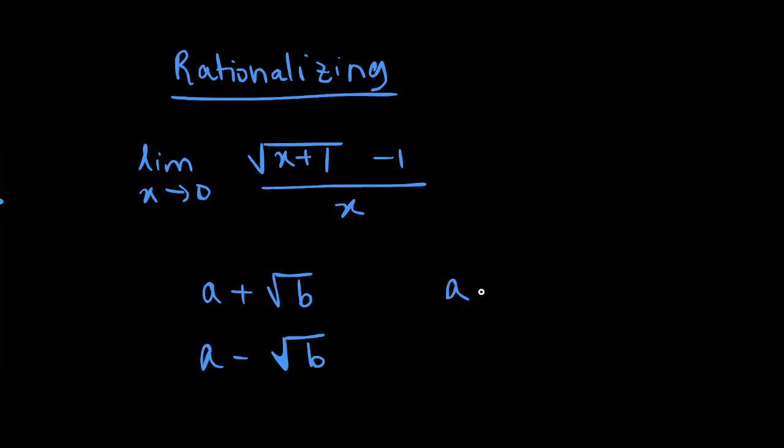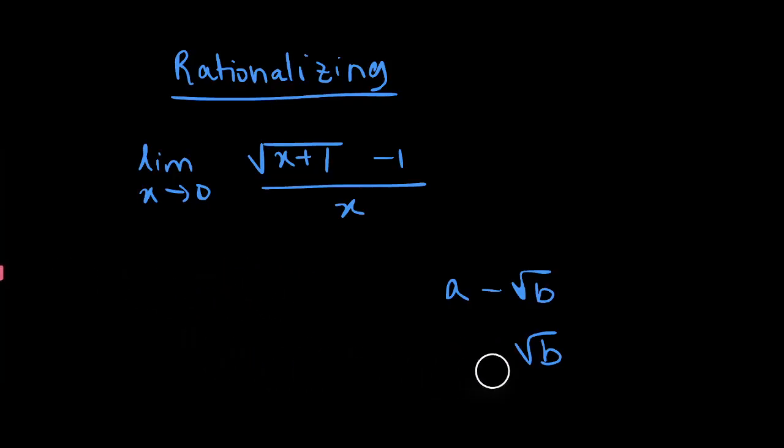If we had a minus the square root of b, the conjugate would be a plus the square root of b. So it's nothing complicated, nothing super crazy. And why do we do this, right? Why do we use the conjugate in limits?